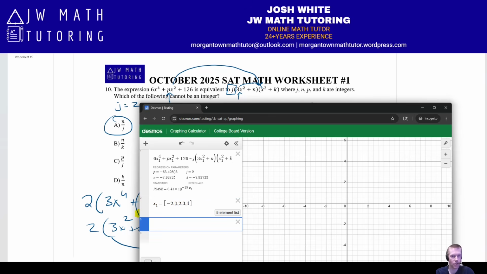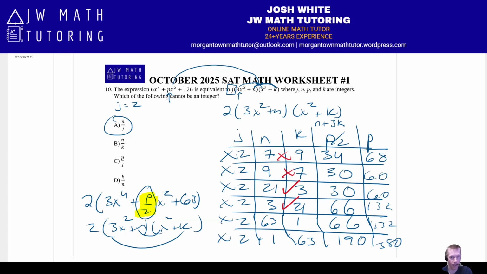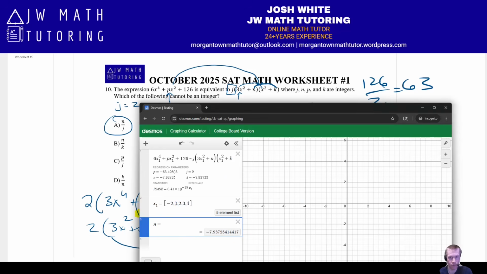So essentially what I'm going to have to do is, and again, this is where Desmos at least will not solve the entire problem for you, I'm going to have to pick a value for n. What you do have to be aware of is that if j is 2, that means you're factoring out a 2. That means n and k are going to have to be factors of 126 over 2, or in other words, of 63. So you're going to have to try different factors of 63 to see what happens.